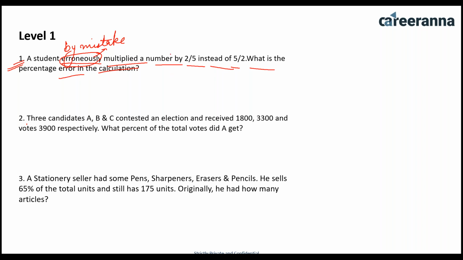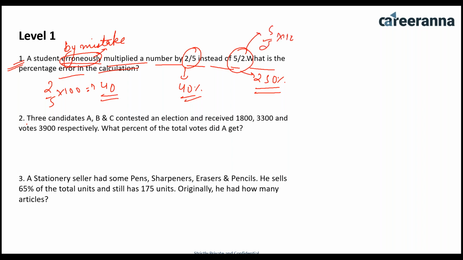Okay, now let me tell you my approach. How do I do it? 2 by 5 is 40%, right? 5 by 2 is 250%, isn't it? Very good, Hitesh. If you ask me how can I write 5 by 2 as 250, 2 by 5 can be multiplied by 100, it is 40. Similarly, 5 by 2 multiplied by 100 is 250. So the error is 250 minus 40, which is 210.